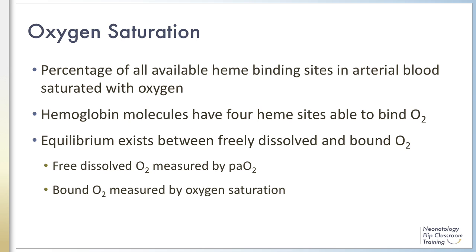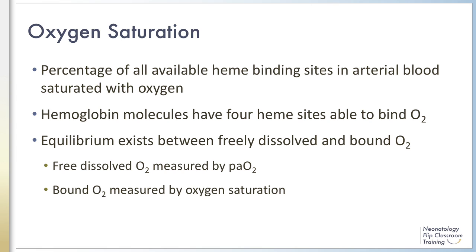The next term to review is oxygen saturation, defined as the percentage of heme binding sites in arterial blood that are saturated or occupied by oxygen molecules. Remember that each molecule of hemoglobin has 4 heme binding sites, and that there is an equilibrium between free dissolved oxygen, measured by the PaO2, and bound oxygen, measured by the oxygen saturation.